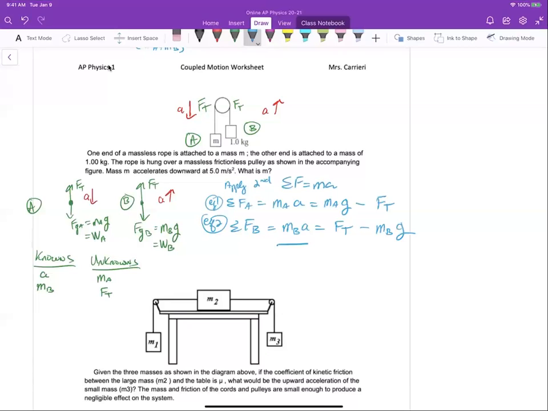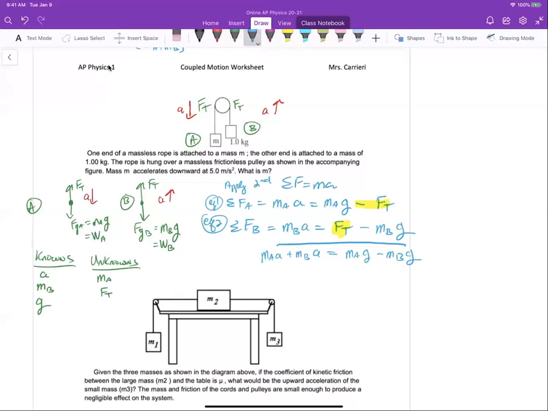I can add these two equations together. I will get mA times acceleration plus mB times acceleration is equal to, notice, opposite signs, they cancel, mA times g minus mB times g. Okay, I should also just say over here, unknowns. We know g, that's a known.